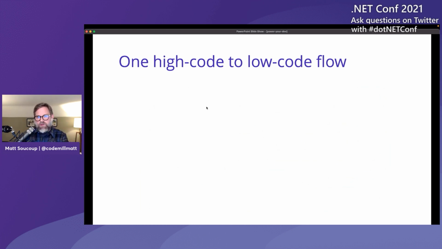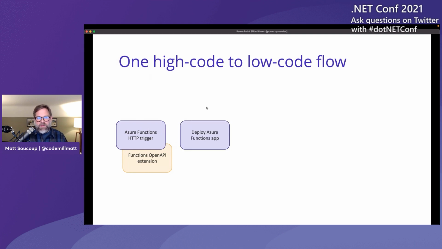A high code to low code flow. So how us professional developers are going to make some code available in the form of a web API available to a low code Power App. We're going to write an Azure HTTP triggered function. There is a brand new OpenAPI Azure Functions extension that just hit GA along with .NET 6 on Monday. So we're going to use that to create an OpenAPI document for that Azure function. Cool. We're going to deploy that to an Azure Functions app. Then we're going to deploy that to Azure API Management so we can control the whole thing and have a nice little management surface for that.